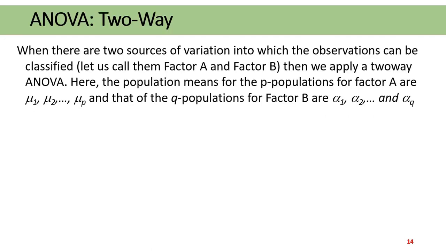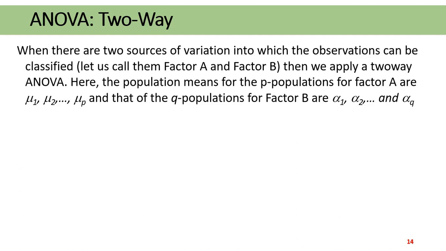Now let us look at two-way ANOVA. In two-way ANOVA, there are 2 sources of variation, and we are to compare the average across the different groups when there are 2 sources of variation. And so if there are P populations for factor A, then we have P means, that is mu1, mu2, up to mu P. And say in the other factor there are Q populations which has means alpha 1, alpha 2, up to alpha q.